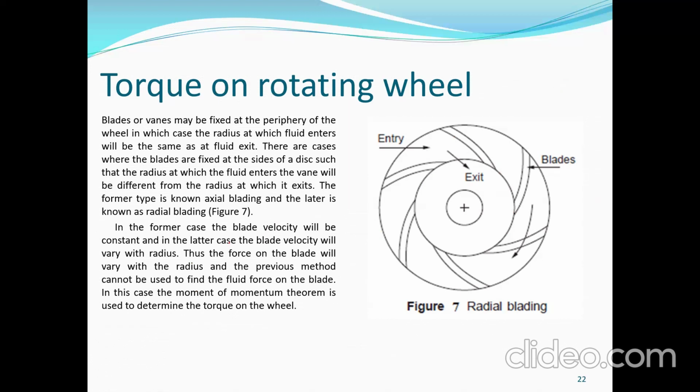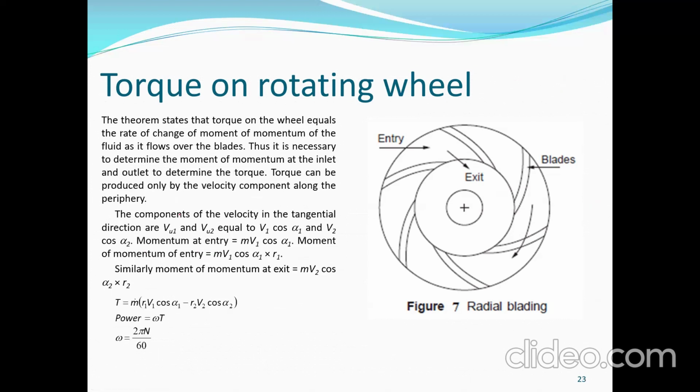In this case, the moment of momentum theory is used to determine the torque on the wheel. So the theorem states that the torque on the wheel will equal the rate of change of momentum of the fluid as it flows over the blade. Thus, it is necessary to determine the moment of momentum at the inlet and outlet to determine the torque. Torque can be produced only by the velocity component along the periphery.